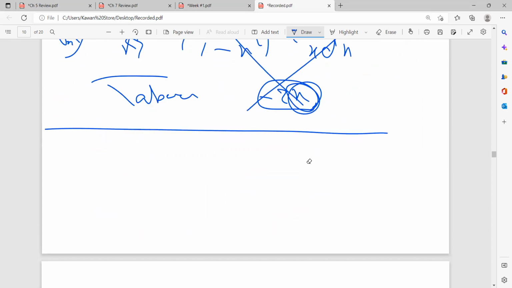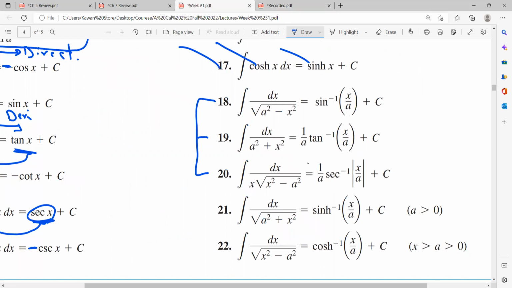So how do we solve that one? We should go to the inverse, the third thing that we have here. We should think about the inverse formulas. So I have what? I have that one. We have 3 formulas. Think about it. First is sine inverse. Second is tan inverse. Third is secant inverse.